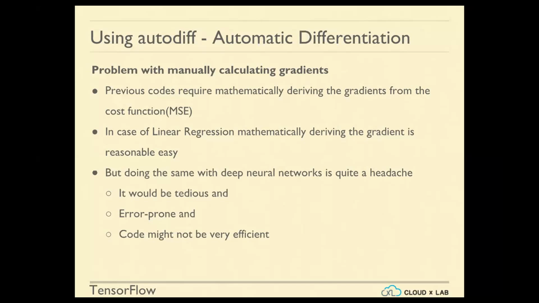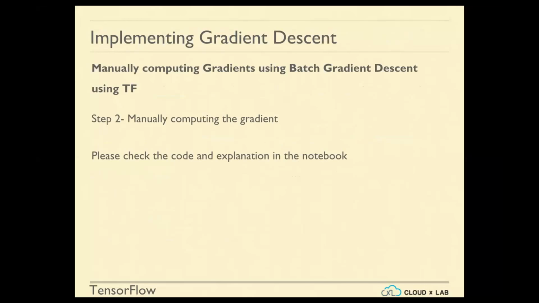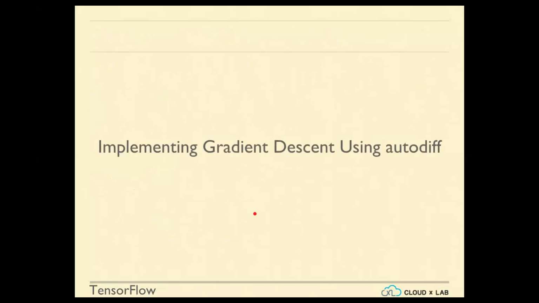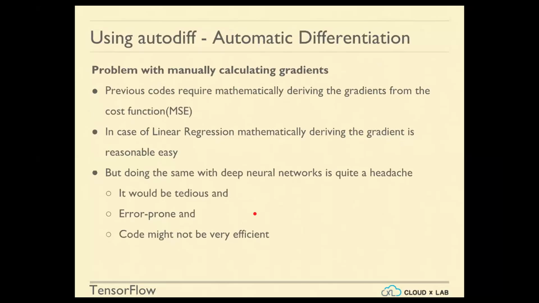The sole idea was that we will find the derivative or slopes, but finding the derivatives is a really hard problem. In the case of linear regression, mathematically deriving the gradients was really easy, right? After doing derivatives and things like that, it came out to this. That was the gradient descent on linear regression. Now that was reasonably easy, but doing the same with deep neural networks is quite a headache.